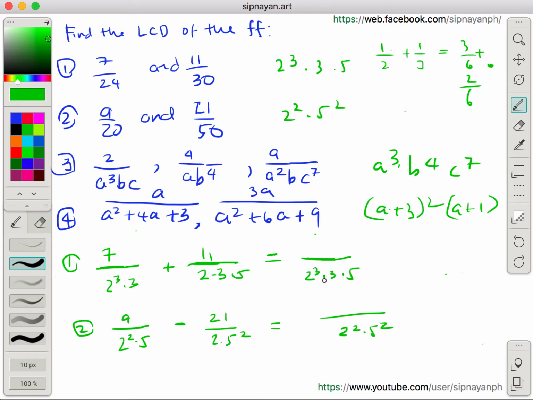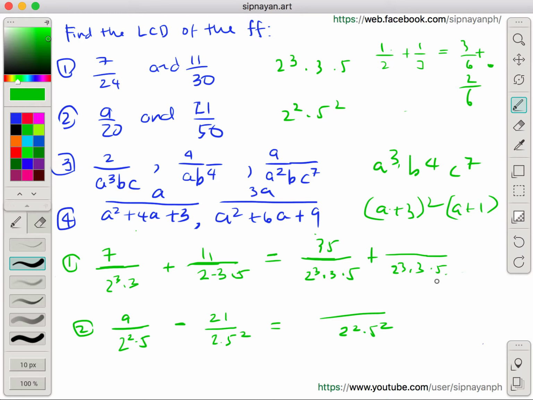So dito ganoon din, no? We have the LCD dito sa unang number natin is 2 cubed times 3 times 5, no? Which means that we have to divide this by the denominator and then multiply by the numerator. So 2 cubed times 3 times 5 divided by 2 cubed times 3. So matitira na lang dito 5, no? Kasi makakancel tong dalawang yan. So 5 times 7, this is 35.